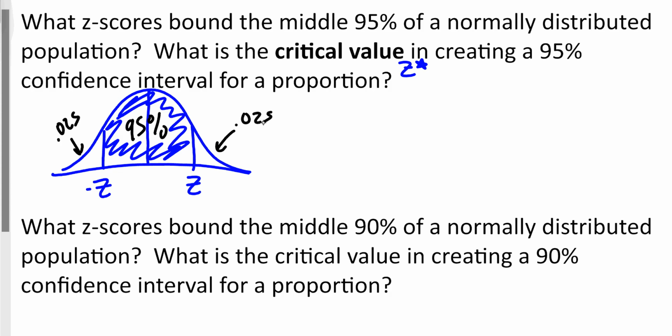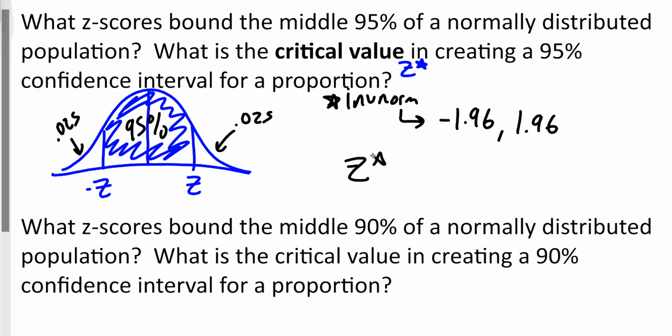If you go to 0.025, you can use inverse norm in your calculator. You can use your table. That should give us a z-score, and it actually gives us negative 1.96 and positive 1.96. That means our z-star, we're always listing the positive version, is 1.96. That is considered the critical value that bounds 95% on the inside. That's a common one that we're going to use for 95%. The z-star, or the critical value, is 1.96.